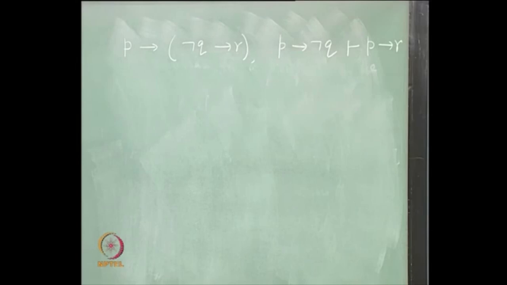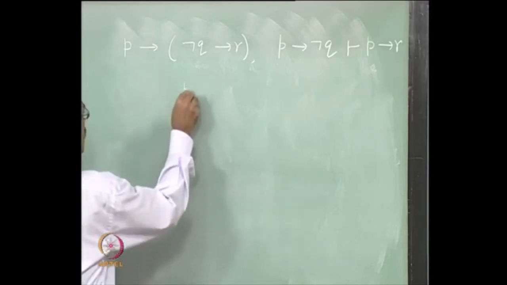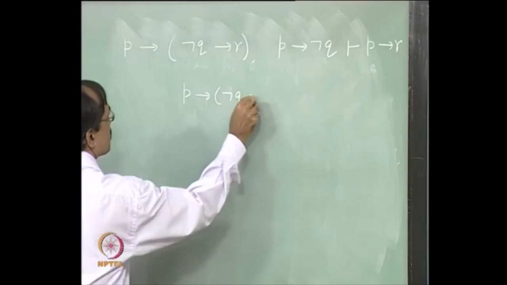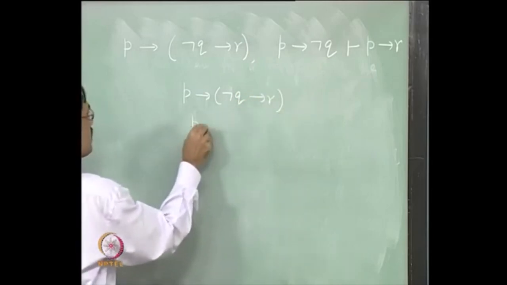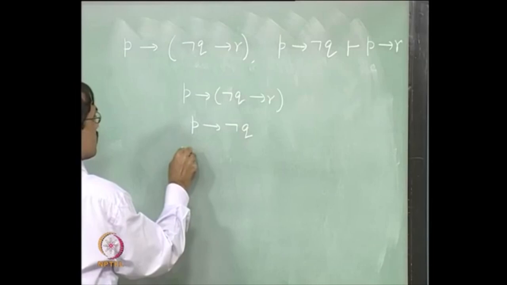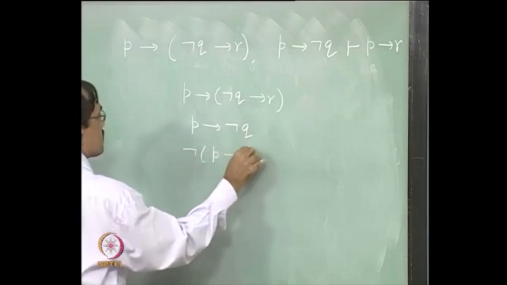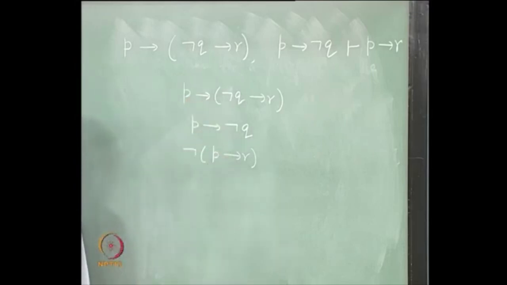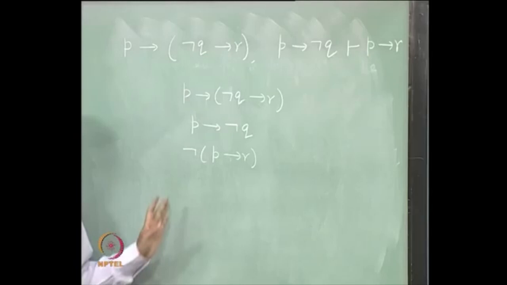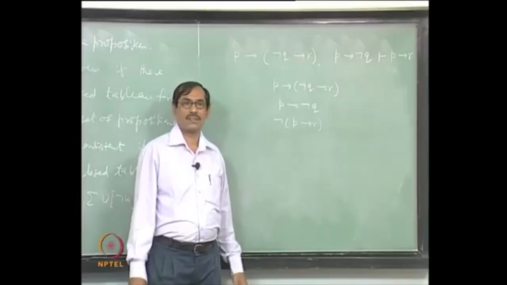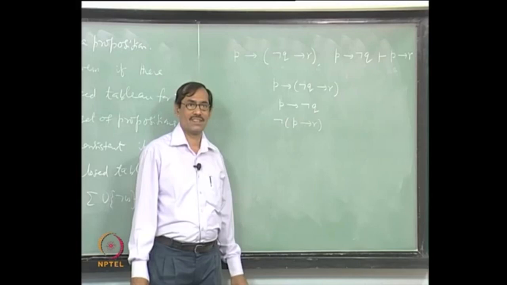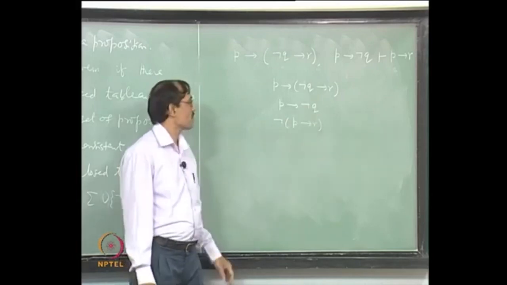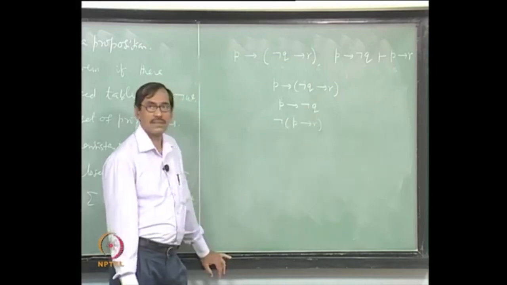Now, how to proceed? We simply start with sigma union not W. So, P implies not Q implies R, P implies not Q, not of P implies R. So, often we write independent propositions vertically, because we want to apply the rules, right. So, they will be on the same path. So, it is more logical to start with vertical things, then comma and then write it. Okay, now, you have to apply the rules.